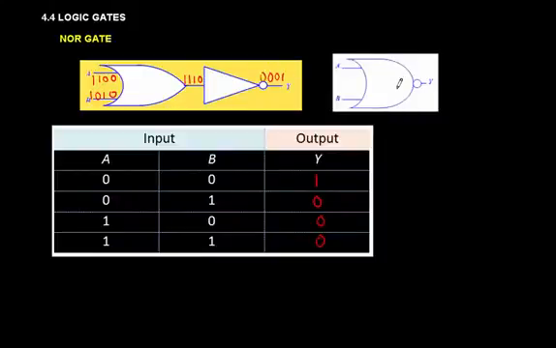This is the symbol for the NOR gate. It's a combination of the OR gate followed by the small circle here representing the NOT gate. The Boolean algebra for that is A plus B representing the OR gate and the line on top representing the NOT gate. Summary: output is 1 when both inputs are 0. So when both inputs are 0, then the output will be 1.